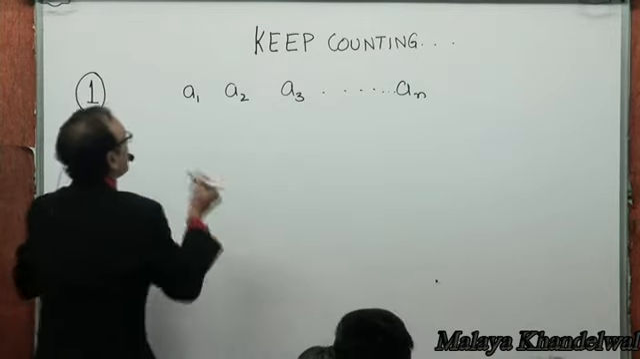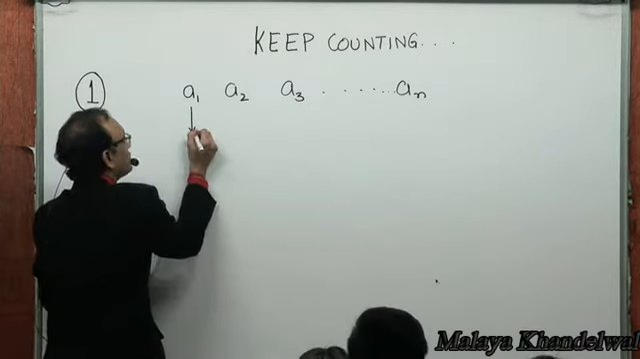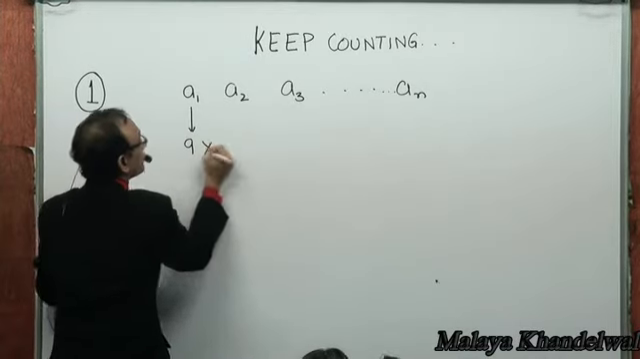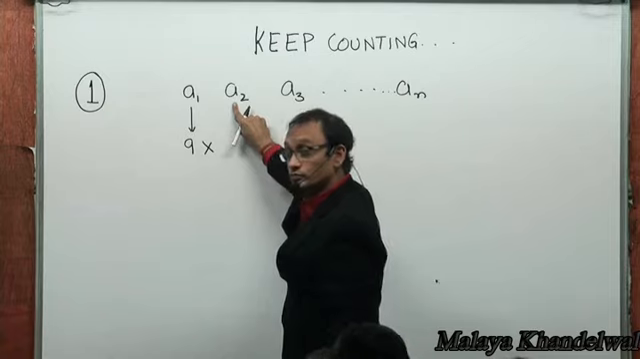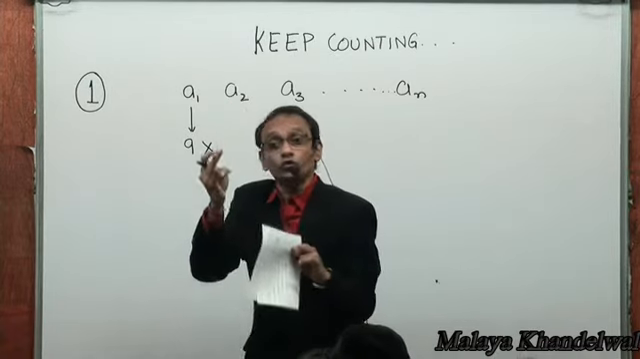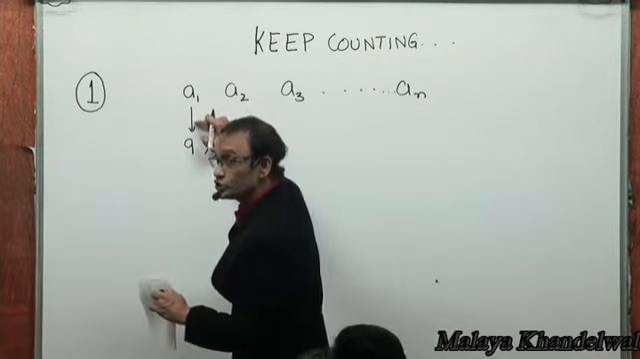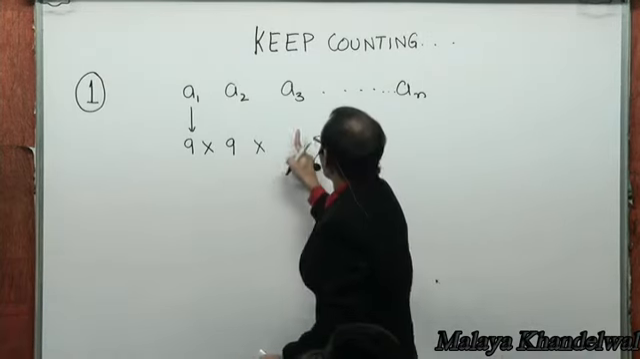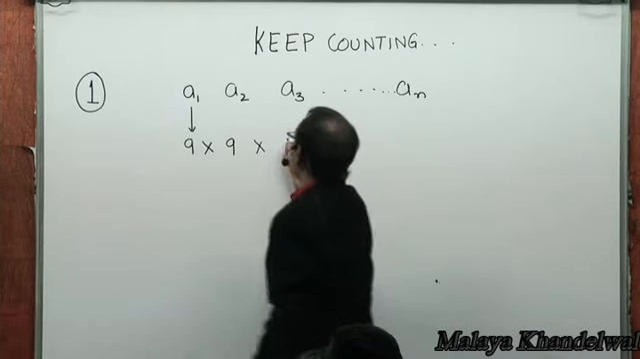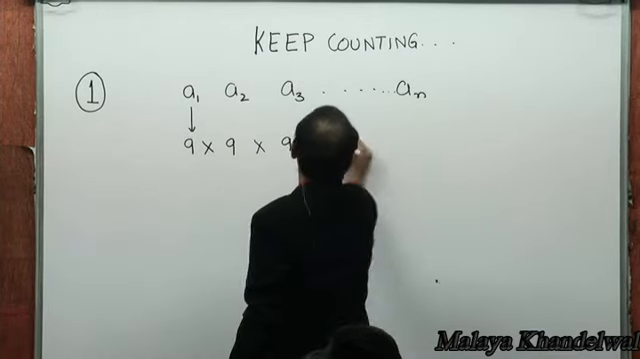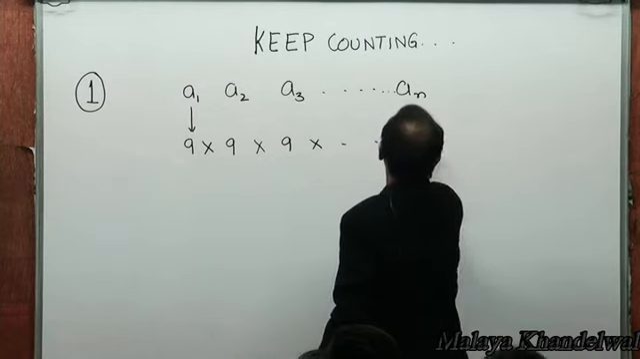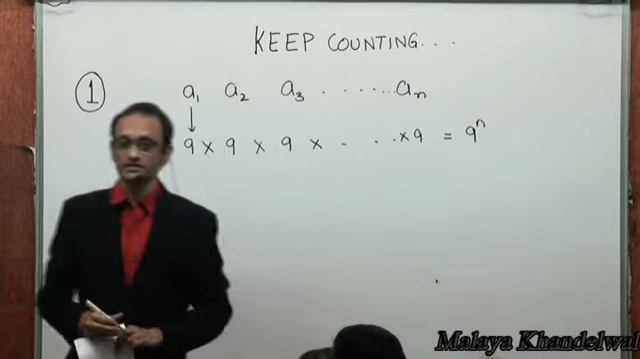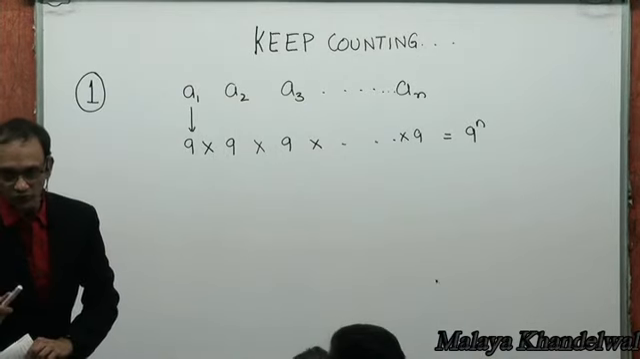Very clear. A1, for example, can be filled up in 9 ways, 1 to 9. Now, A2. See, there are 0 to 9 already, of which 1 is consumed here. So, 9 ways of filling up this. And again, this one should not match with this. So, there are 9 ways of filling up A3 and 9 ways of filling up AN. So, that makes it 9 to power n ways in all. Yes or no? Right? Are you there with me?